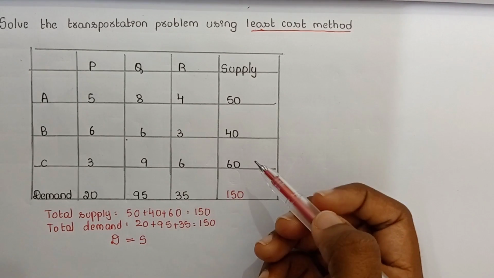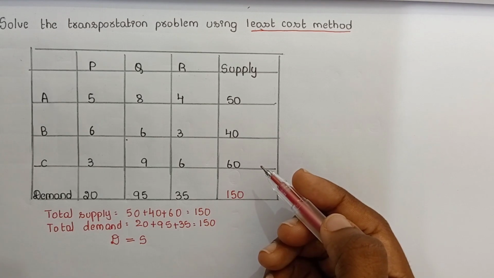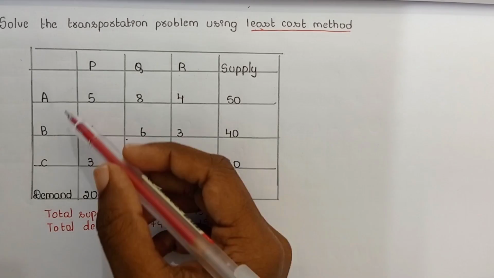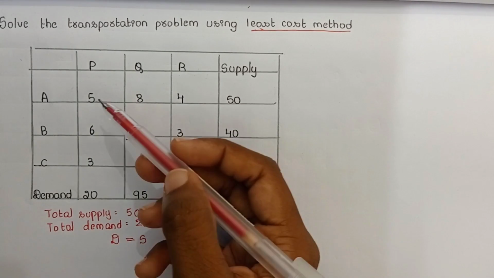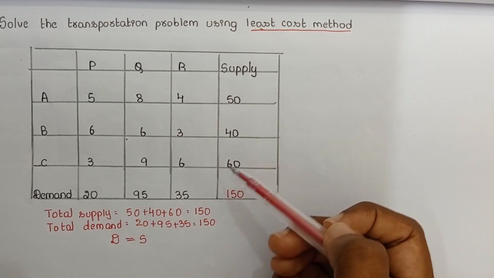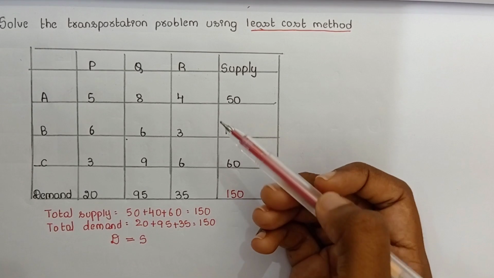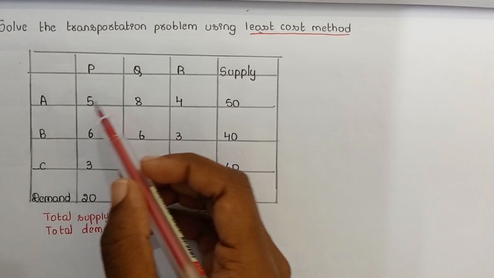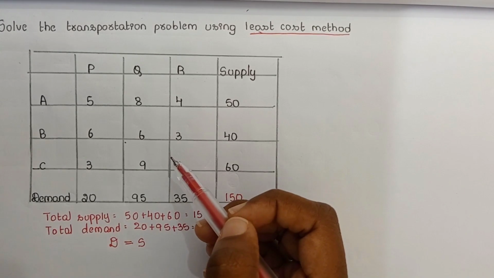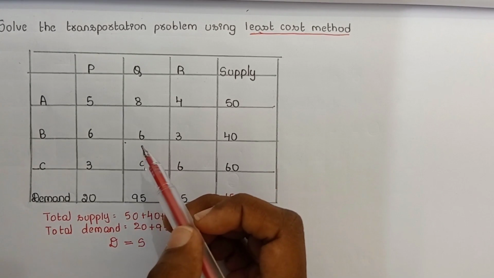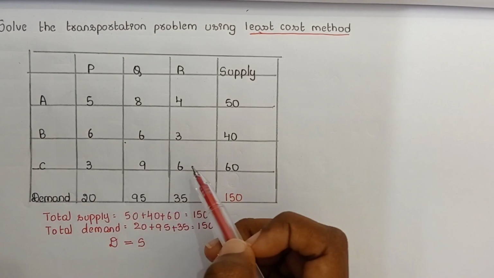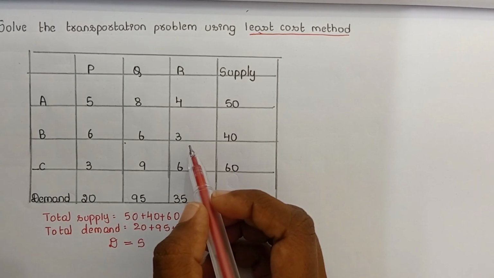Under the least cost method, to start the allocation, first we have to identify the least cost in the cells. In the cells means 5, 8, 4, 6, 6, 3, 3, 9 and 6. We should not consider the demand and supply here; we consider the demand and supply only at the time of allocation. For the allocation part, we have to identify the least value inside the matrix. Inside the matrix, we have values like 5, 8, 4, 6, 6, 3, 3, 9 and 6. Among these, the least value is 3.